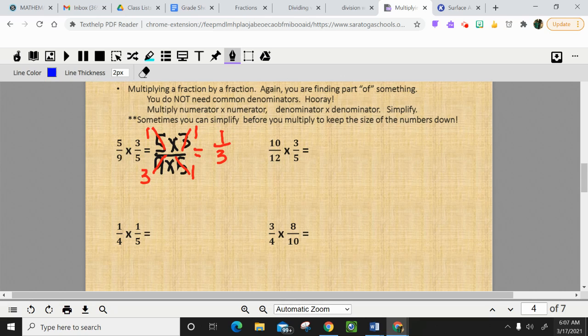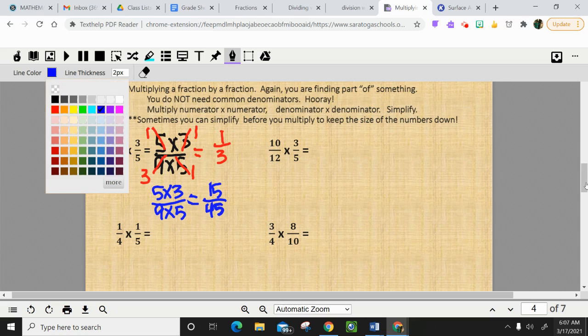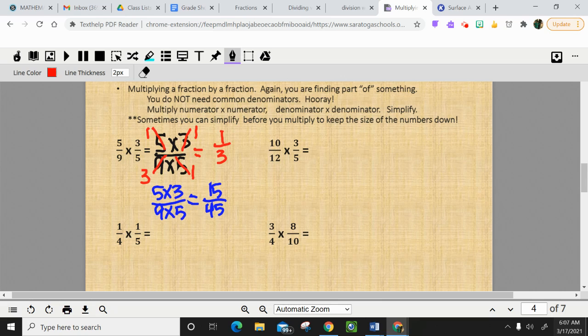But what, you may ask, maybe not, would have happened if I multiplied that first and then simplified? Well, 5 times 3 is 15. 9 times 5 is 45. Now, I'm a math teacher. I recognize that 15 is a factor of 45. But this may take you a lot longer. You may divide both by 5 first, and I get 3 over 9. Then I have to divide again, and then I get 1/3. Okay? So simplifying before you multiply when you're multiplying fractions is a good practice to get into, but if you don't, you can still come up with a simplified answer at the end.